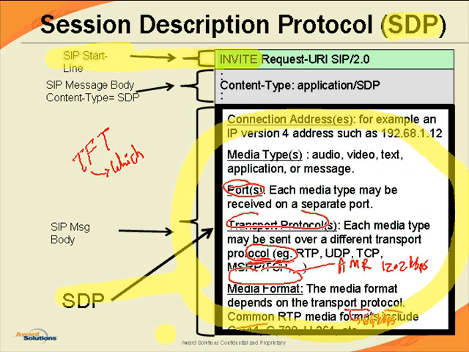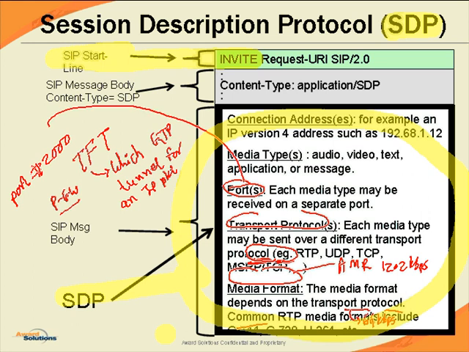So at the PGW, we use traffic flow templates to figure out which GTP tunnel should be used to carry a specific IP packet. So we mentioned at the time port numbers. As an example, port number 2000, maybe that corresponds to voice over IP packet. Now that is specified by SDP.